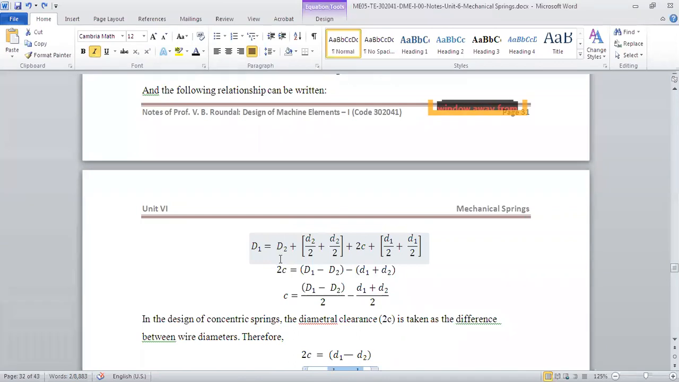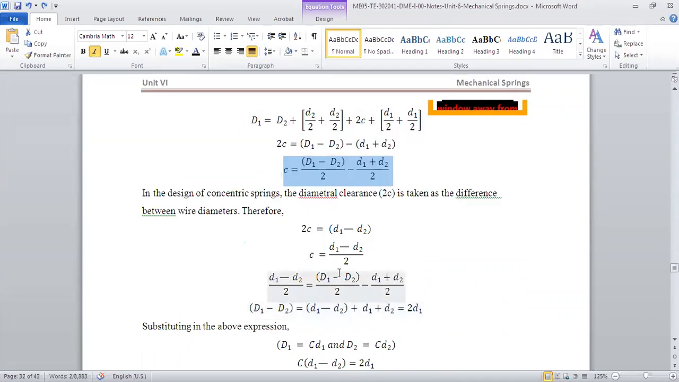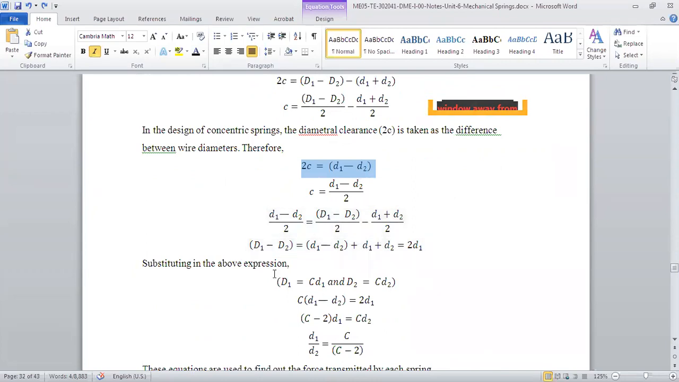Okay. Again, I will repeat. From the design of the spring, we got C is equal to (capital D1 minus capital D2) upon 2 minus (small d1 plus small d2) upon 2. And generally we take that clearance 2C is equal to small d1 minus d2. If we compare those, we get d1 minus d2 small is equal to D1 minus D2 capital minus d1 plus d2. Or capital D1 minus D2 is equal to small d1 minus d2 plus d1 plus d2. If we see, this d1 and this d1 will get added, minus d2 and plus d2 will get cancelled.